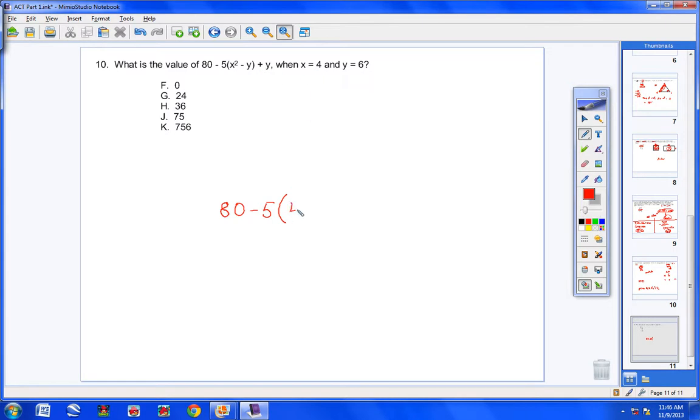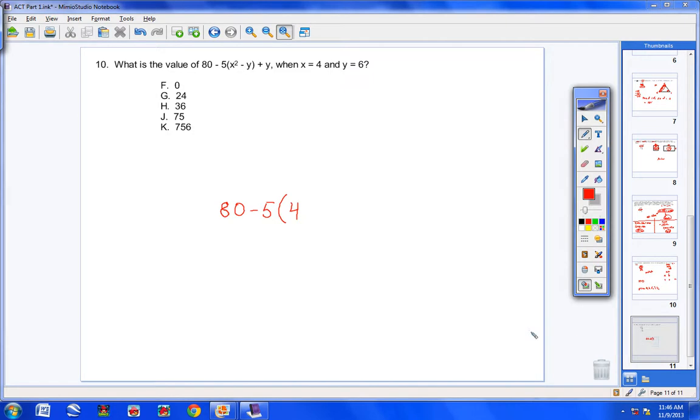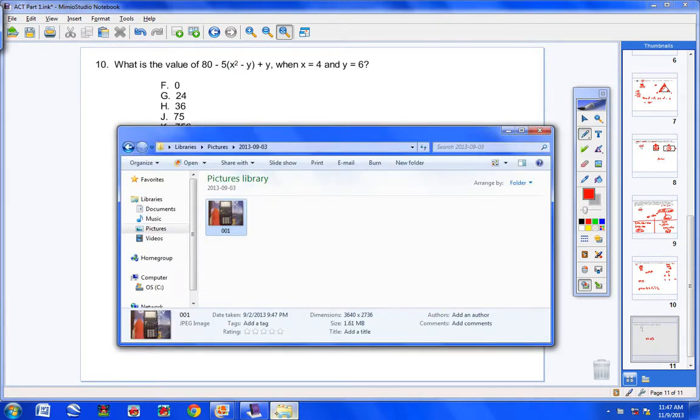So I would hit 4, and then if you'll look at your calculator, let me see if I can pull something up here real quick for you. Okay, I was able to pull something up here quickly for you. Notice it's 80 minus 5, then parentheses, then for x, I'm going to put 4, and it's 4 squared. If you'll look at a standard typical graphing calculator, that's not what I wanted. Hold on one second.